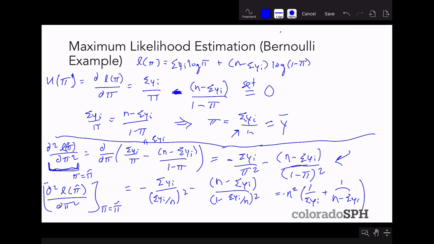Is this quantity always less than 0? So we know that sum yi is between 0 and n. And yes, it checks out. So anytime sum yi is greater than 0 and less than n, this value will always be negative. So we know that the MLE we found is a maximum and not a minimum.